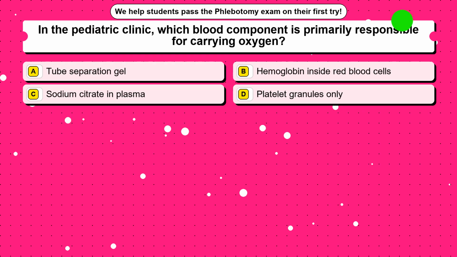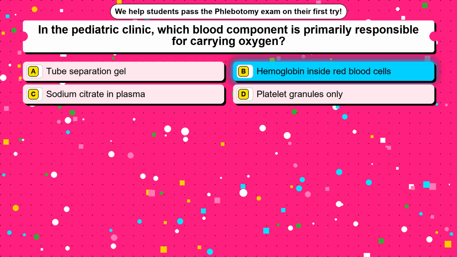Question 94. In the pediatric clinic, which blood component is primarily responsible for carrying oxygen? Option A. Tube separation gel. Option B. Hemoglobin inside red blood cells. Option C. Sodium citrate in plasma. Option D. Platelet granules only. The correct answer is option B.